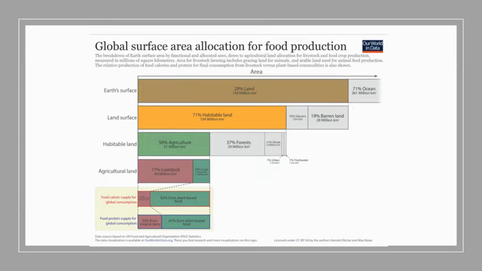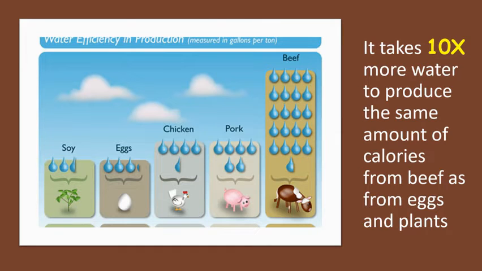And then as you get into lower percentages, where does that food go? How much of it is plant-based food? How much of it is for meat and dairy? And that's just the land area. We haven't even considered how much water it takes. So the amount of water it takes to grow soybeans or eggs, it takes almost 10 times as much to produce beef as it does to produce the same amount of soy or eggs.